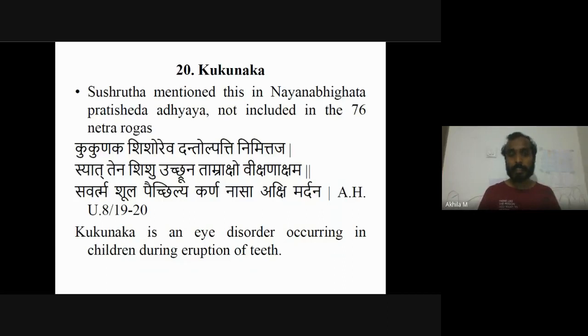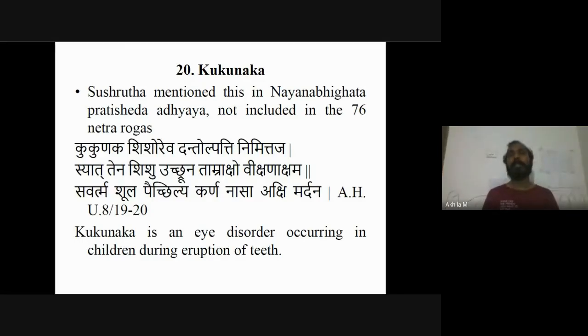Then comes the next one, this is Kukunaka. Ashtanga Hridaya included Kukunaka in Vartmagata Roga. Susruta also told about Kukunaka, but he never included it among the 76 netra rogas. He described it in Netragata Pratishedha Adhyaya. So Kukunaka is described by Vagbhata in Vartmagata Roga. Kukunakah shishoreva dantotpatti nimittajah.